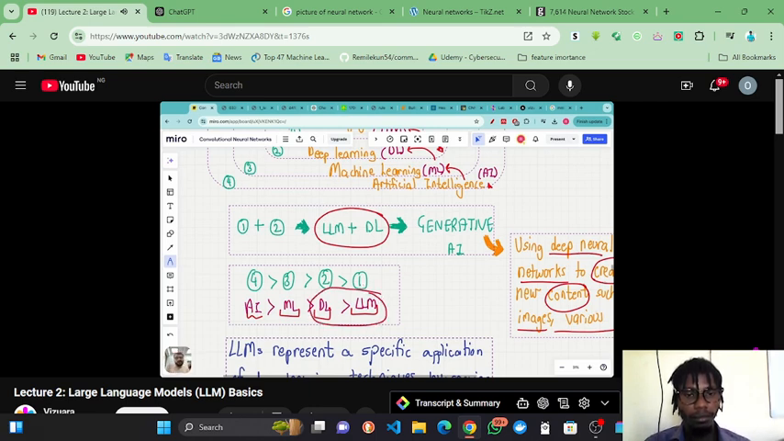Because in the field of generative AI, we don't just deal with text, but we deal with other modalities of media like image, like audio, like video, etc.